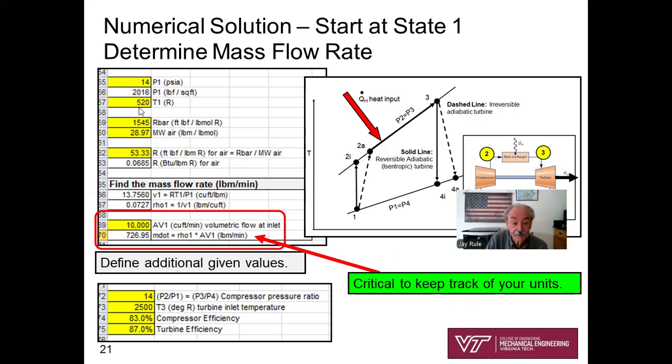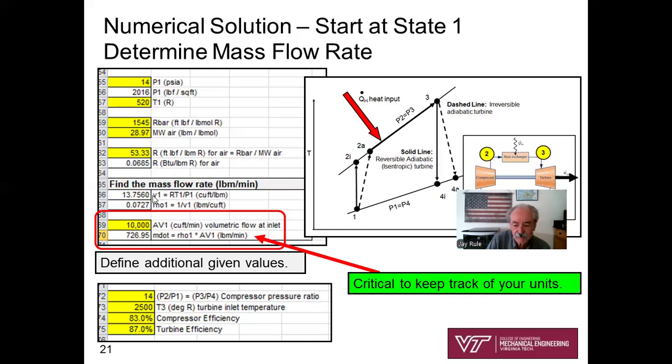T1 is already given in absolute temperature, 520. Got it. R bar, 1545. Molecular weight, 28.97. So R bar over the molecular weight is R for air, and we've got 53.33 foot-pounds force per pound mass degree R. Notice the feet there. And then I divided this number 53.33 by 778 to get another expression for R of BTUs per pound mass degree R here.